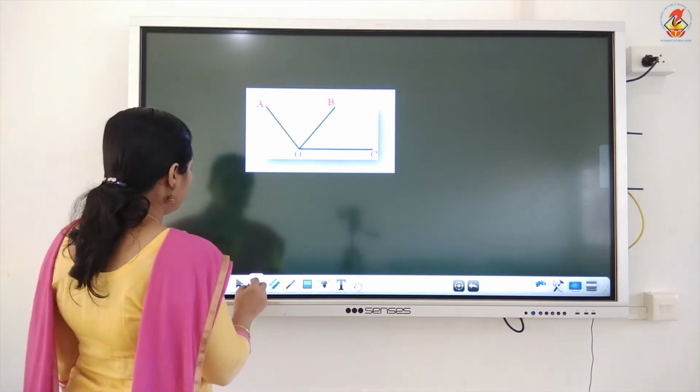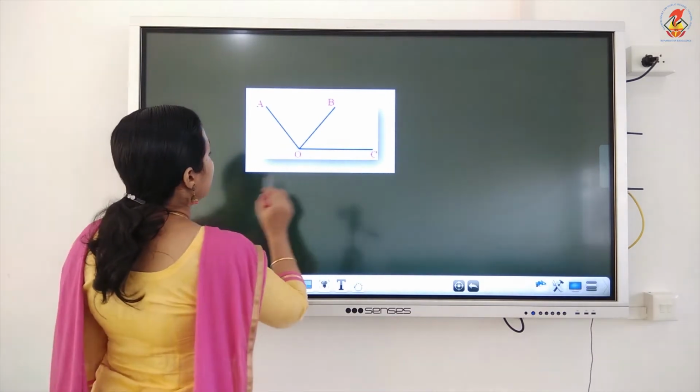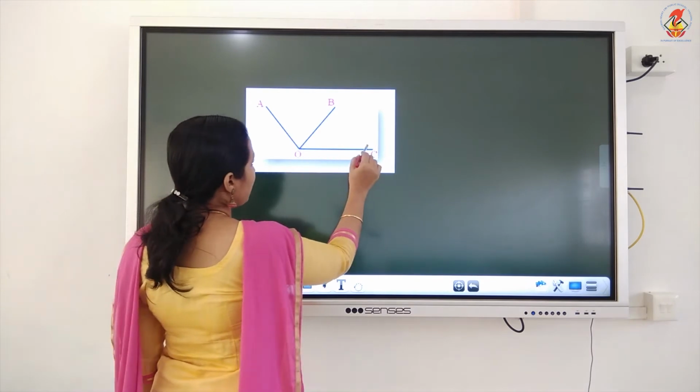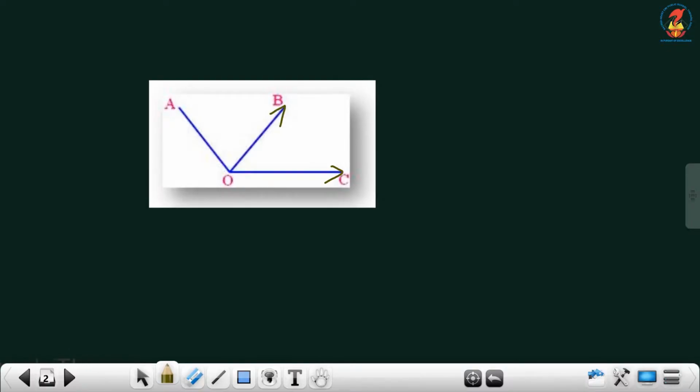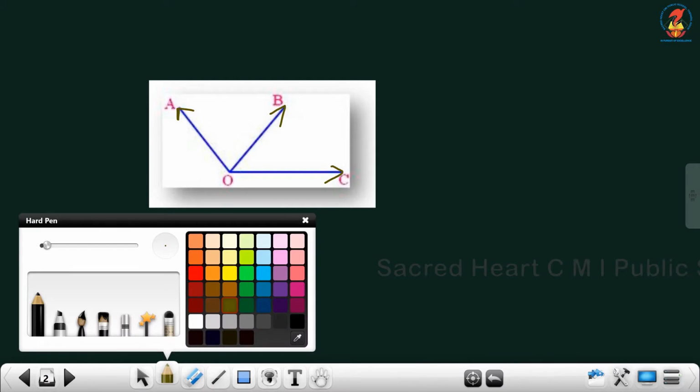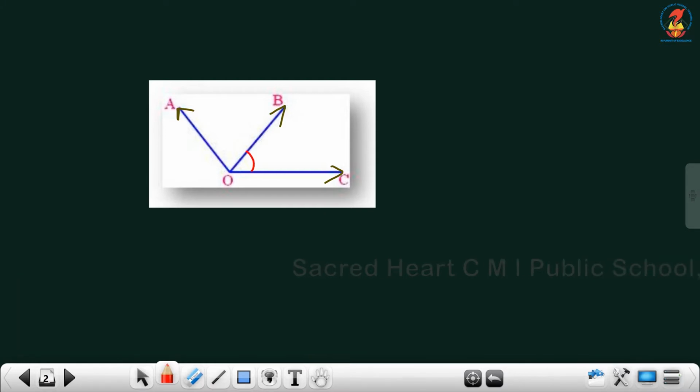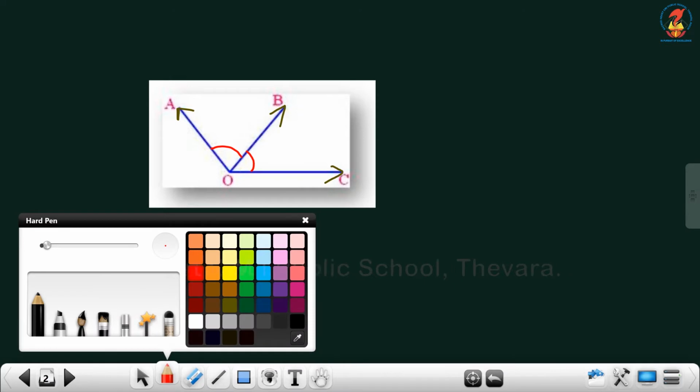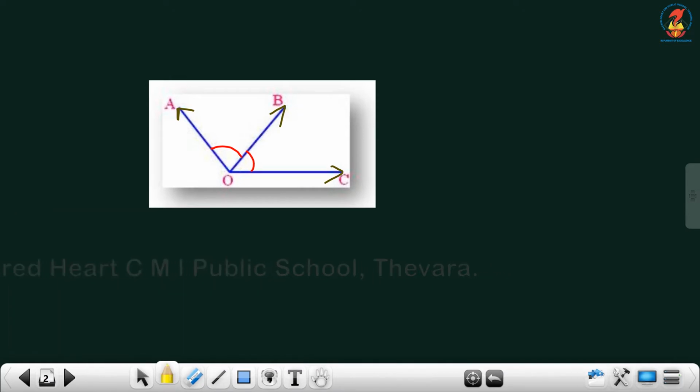Here you can see three rays. OC is a ray here, OB is a ray here, OE is a ray here. You can see three rays here, is it? And we already studied that if two rays have a common point, we will get one angle, is it? So, that means here you will have one angle, here also you will have one angle, okay? So, when two rays intersect or have a common point, we will get one angle.